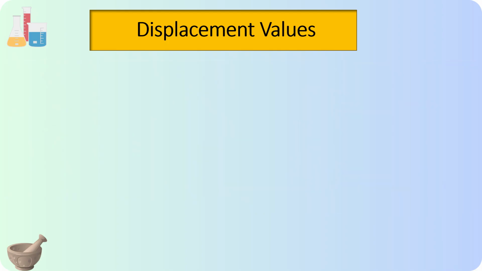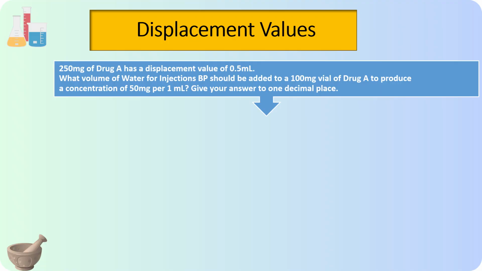Okay, let's do the displacement value using a working example like this case. 250 mg of drug A has a displacement value of 0.5 ml. That means 250 mg of this drug will displace 0.5 ml from the total volume of the solution. So what is the volume of water for injection to be added to a 100 mg vial of drug A to produce a concentration of 50 mg per ml? In this case we need 100 mg, not the 250, and the final concentration is 50 mg per 1 ml, and the answer needs to be in one decimal place.